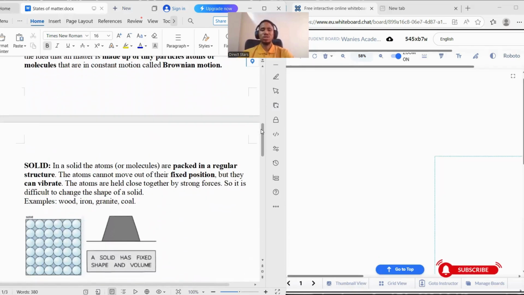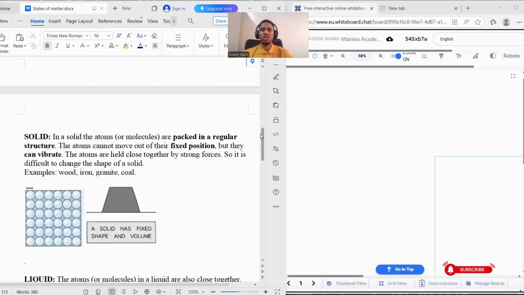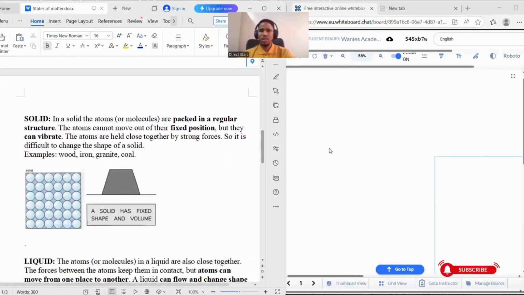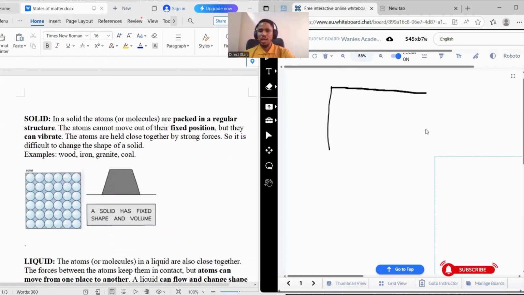Okay, so let's go to solids. What does a solid look like? What are the properties of a solid? Now this is a solid. This rectangle here is what we call the volume, and these are the tiny particles in the volume.